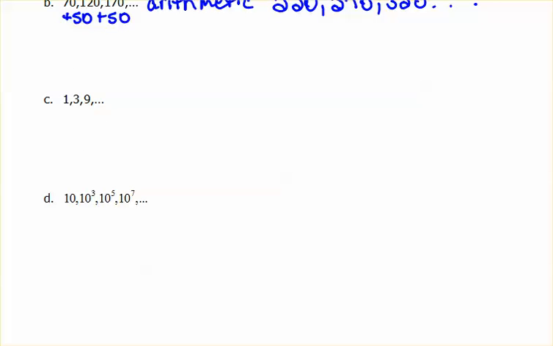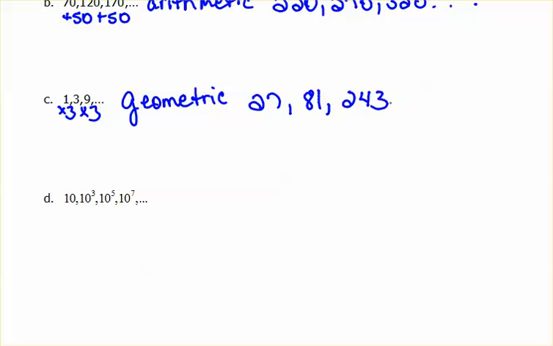We have 1, 3, 9, dot, dot, dot. So what did you figure out is happening to get from one term to the next to the next? It looks to me like we are multiplying by 3 to get from one term to the next, which makes that a geometric sequence. And if we were to keep multiplying by 3, then our next few terms would be 27, 81, and then 243, dot, dot, dot, on and on and on forever.